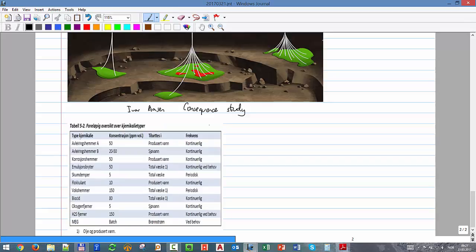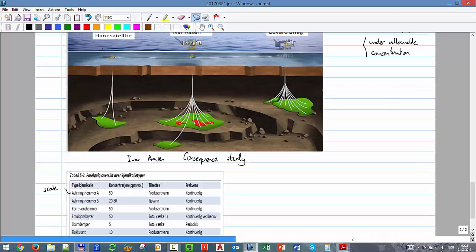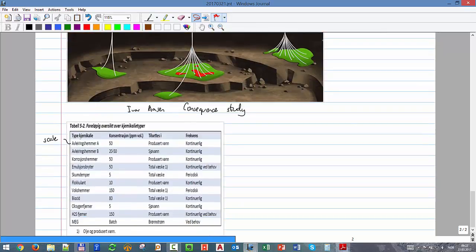So that's a table from that report, and that is scale. They inject the scale inhibitor in the produced water. And remember, here the wells go directly to the platform, so you don't have long transportation distances. So really, most of these chemicals are to avoid these flow assurance problems in the processing plant. But you see the amount, how many of them you have.